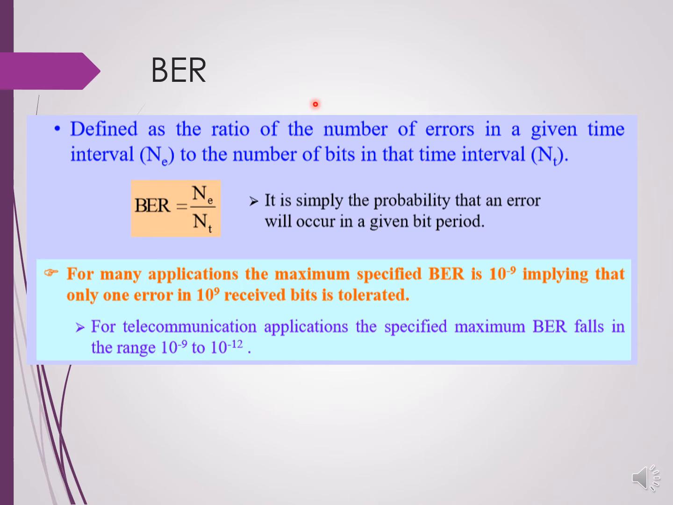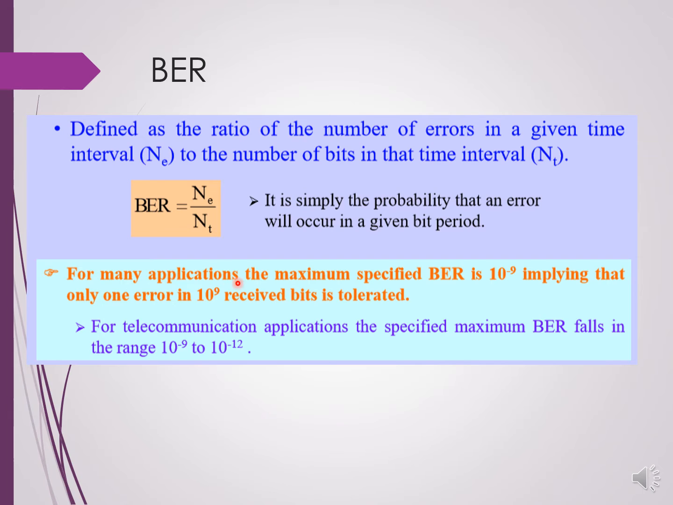Okay, so let's see one of the most important performance parameters, which is the bit error rate or BER. So BER is actually the probability that an error will occur in a given bit period. Okay, it is given by this formula. BER equals NE divided by NT. NE is the number of errors, and NT is the number of bits transmitted. Okay, number of errors divided by number of bits transmitted. So basically, the lower the BER, the better our system is, because our error is less.